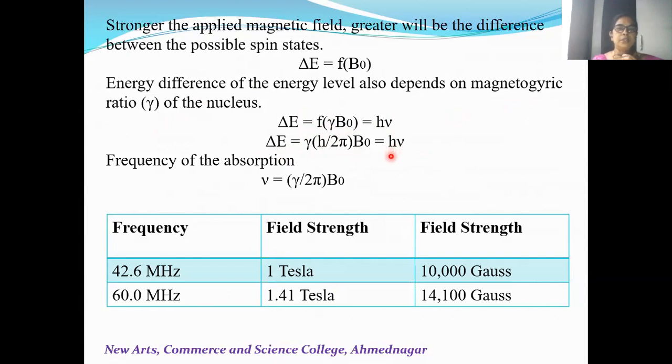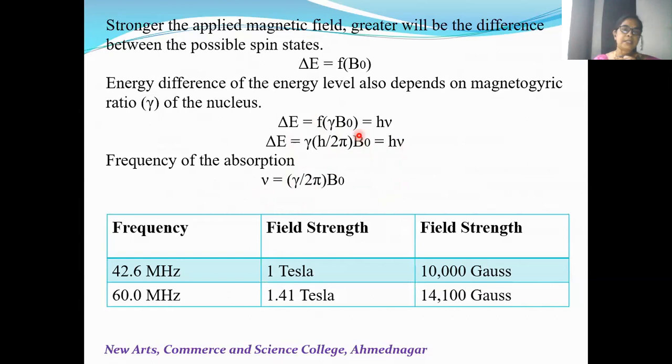This is the equation. Now sometime back I had told you that the spin orientations are quantized. Quantized means what? Now I will tell you. This equation, frequency for frequency, is converted into gamma upon 2 pi into B0, where h will get cancelled. Now gamma, this gyromagnetic ratio, is the property of a particular nucleus, and B0 is the magnetic field strength.